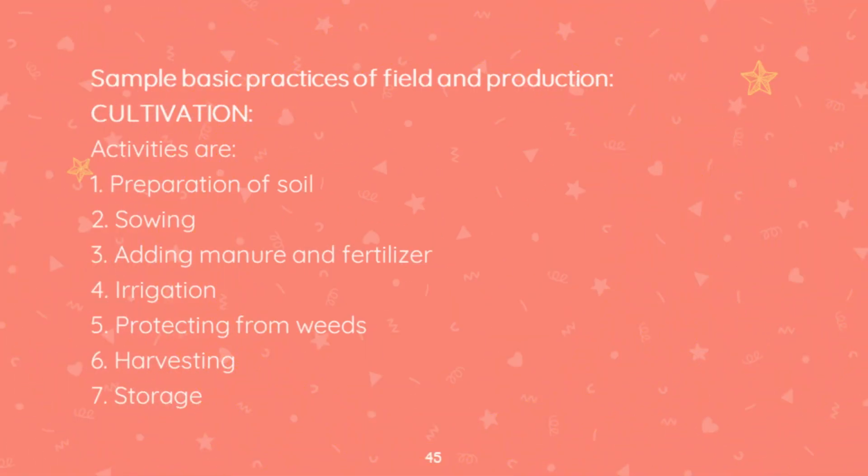Sample basic practices of field and production. Cultivation. Activities are: Number 1. Preparation of soil. Number 2. Sowing. Number 3. Adding manure and fertilizer. Number 4. Irrigation. Number 5. Protecting from weeds. Number 6. Harvesting. And last, 7. Storage.